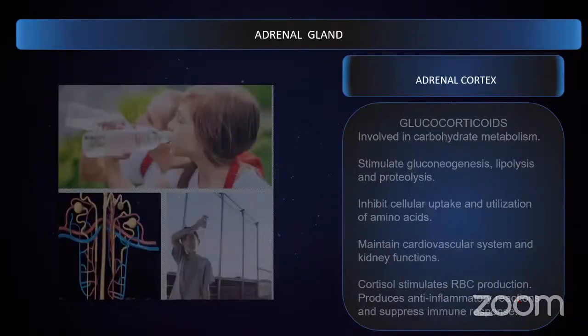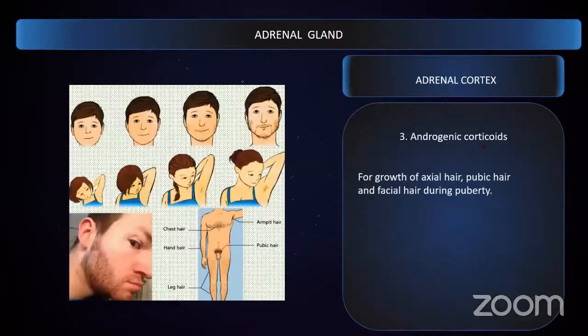And the last one is androgenic corticoids. What are androgenic corticoids? These are the corticoids which are responsible for some of the developments, like morphological developments, like axillary hair, pubic hair, and facial hair during puberty. So this is about androgenic corticoids.